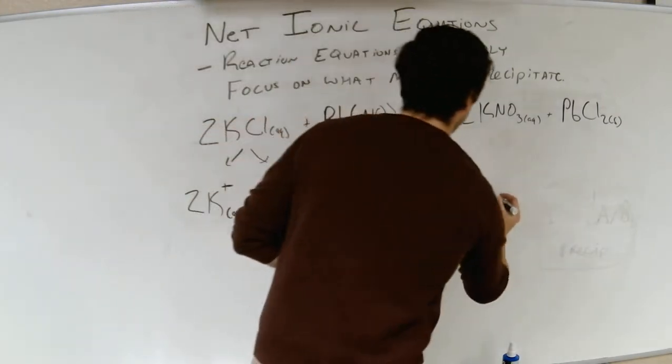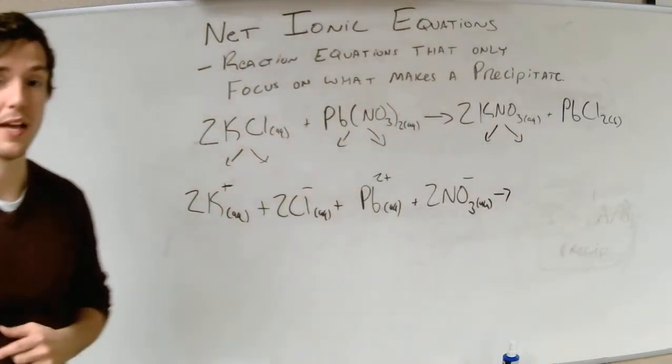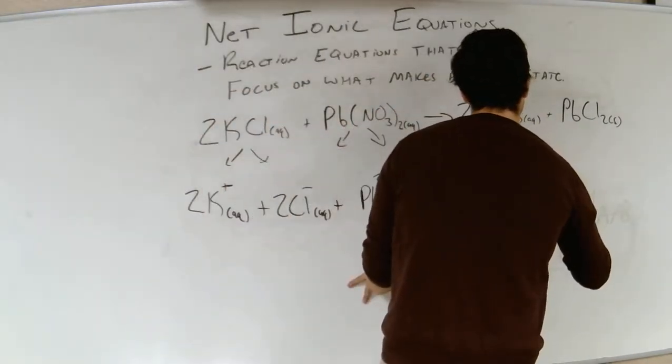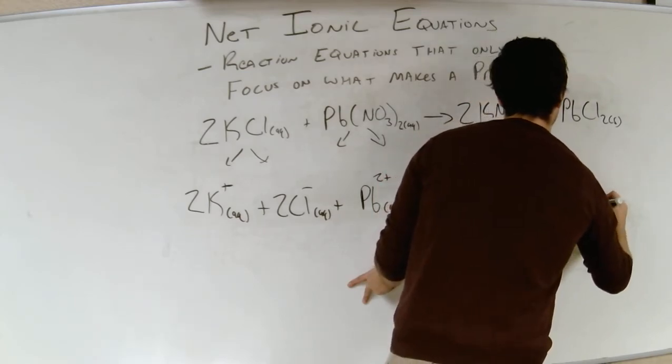Now we're going to the product side. This is aqueous, so I'm going to split it up as well into 2 K plus aqueous and 2 NO3 minus aqueous.